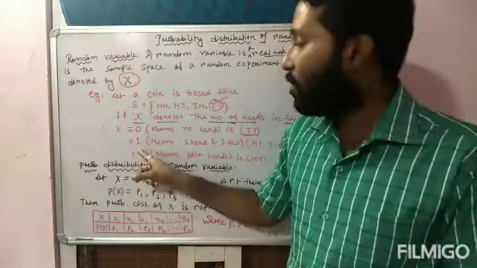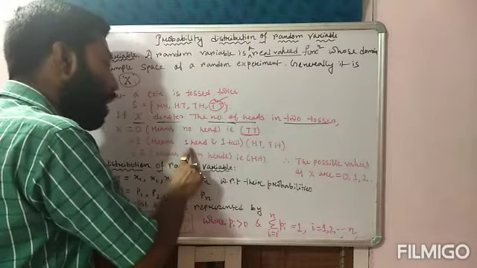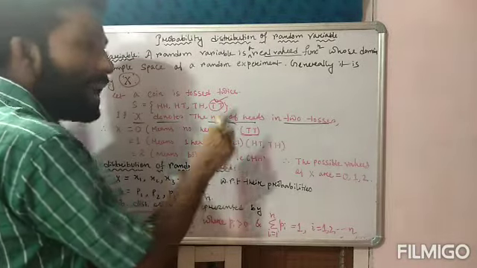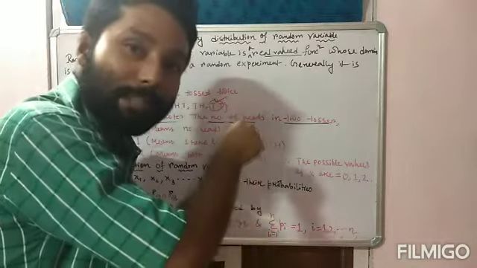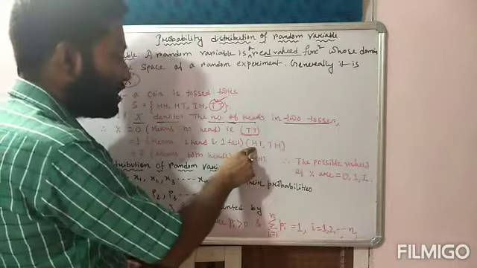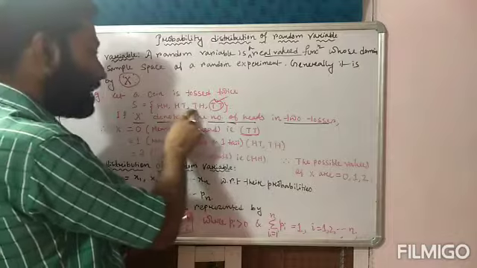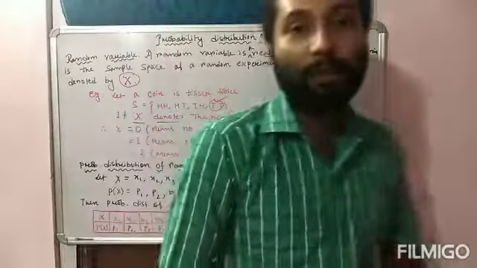After 0, next can I write 1? What does it mean? If I write the value of x as 1, after 0 what will it be? It means 1 head and 1 tail. Is there any such sample point in this sample space? Yes, HT and TH. From this sample space only I have written the possible values of x.